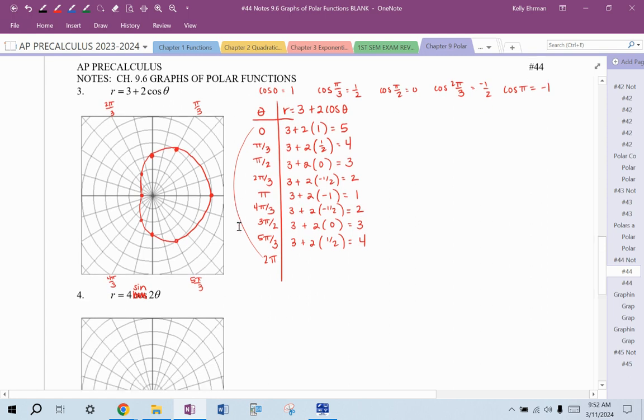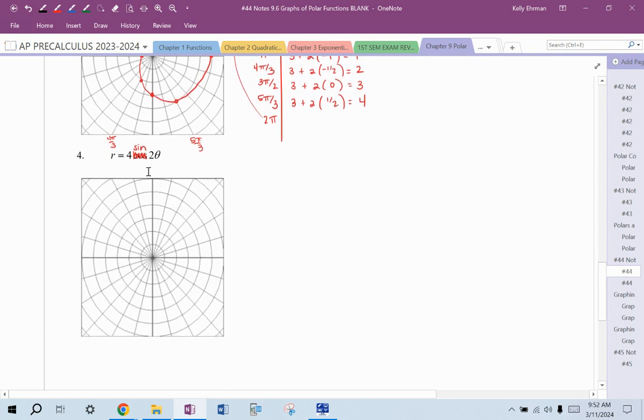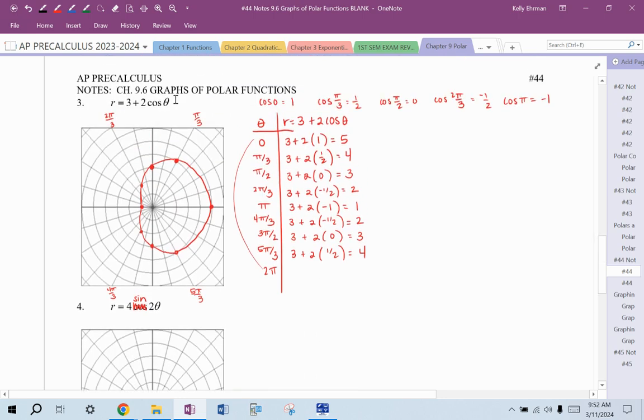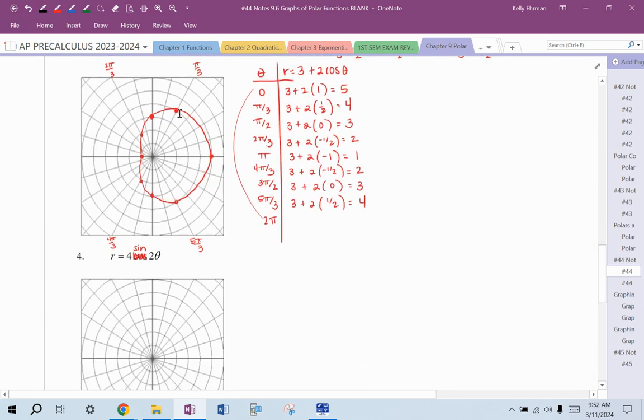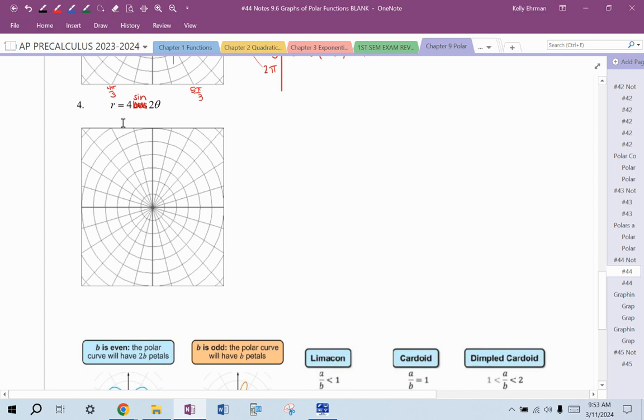Okay. What about this one? I've changed this. I'm not sure if it's changed in your notes packet, but we just did 2 trig functions with cosine, so I just wanted to switch back to sine. So make this 4 sine of 2 theta before you get started. Now, what does the 2 theta do? So 4 sine of theta was just a circle. The 2 theta makes the graph look a lot more interesting. It's going to turn into what we call a rose curve.